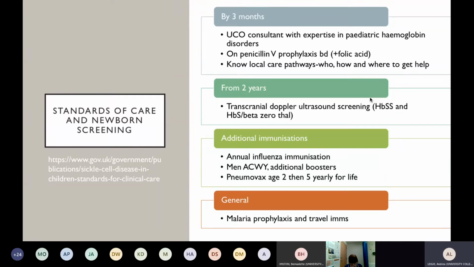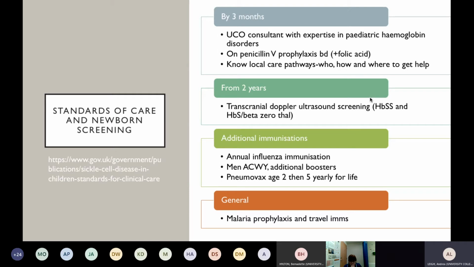Now, the national standards and the standards for the care of sickle cell disease in children, the link is there on the website, and obviously we're happy to share these slides with you so you can look at them after. So by 3 months of age, the baby should have been seen by a consultant with expertise in hemoglobin disorders. They should be on penicillin V prophylaxis twice daily, and we usually add in folic acid. And they should have been seen in a clinic so that they know the local care pathways. So we discuss some of the complications, we explain our service, how and where to get help and when to get help. So what are the red flags?